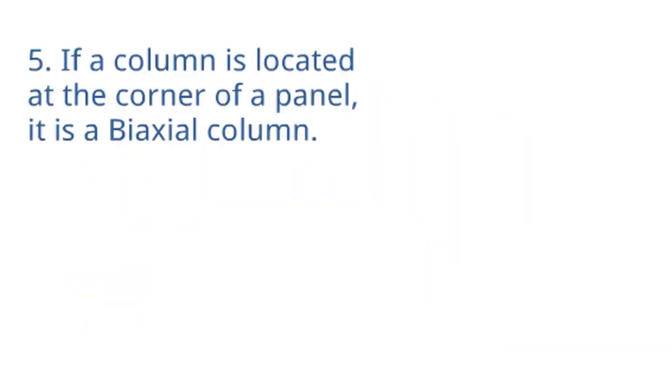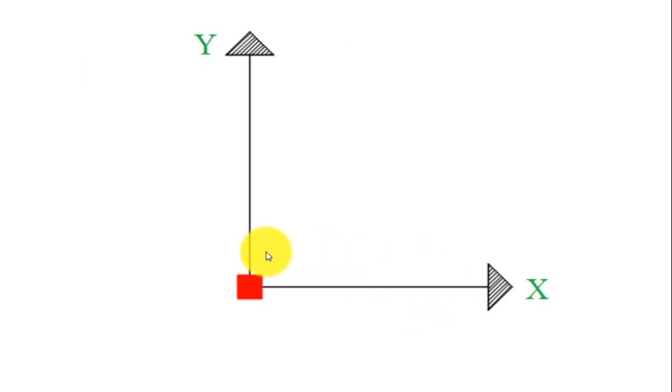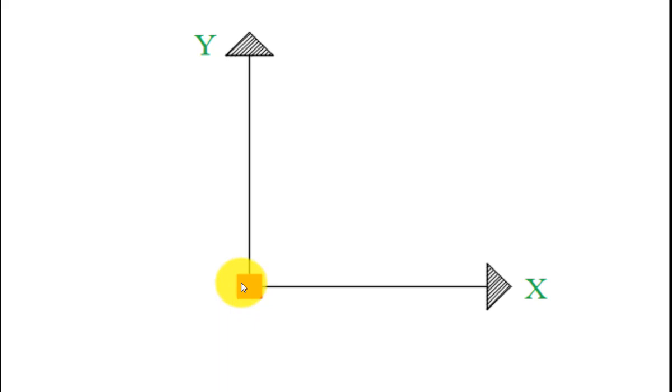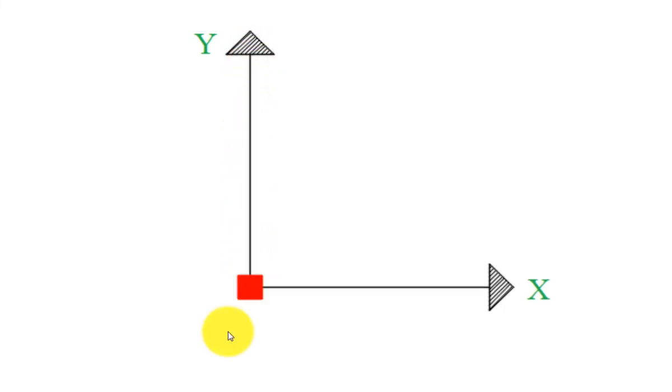Number 5. If a column is situated at the corner of the panel, it is a biaxial column. So whenever you have a column at the corner of a panel, it is a biaxial column. The rule that guides number 4 is the same rule that guides number 5. Because if you look at this column as well, it is only having one element in the x-axis, meaning it is uniaxial in the x-axis. The same thing goes for the y-axis. It is uniaxial in the y-axis because you only have one element in the y-axis. So uniaxial in the x-axis and uniaxial in the y-axis will make the column biaxial.